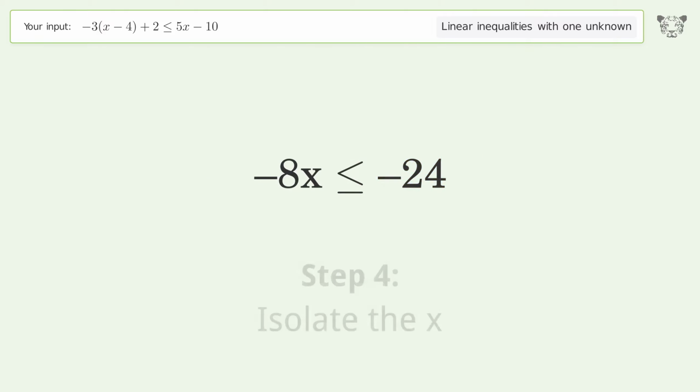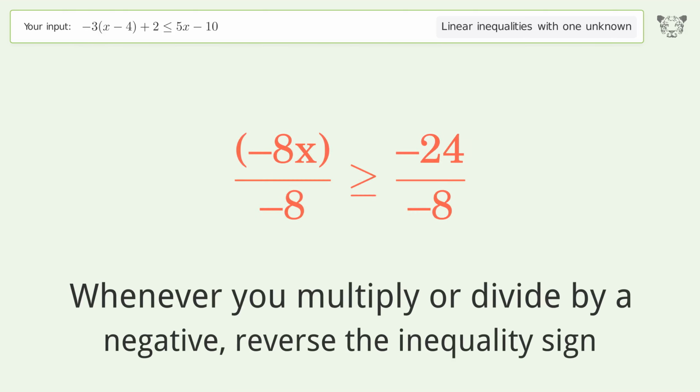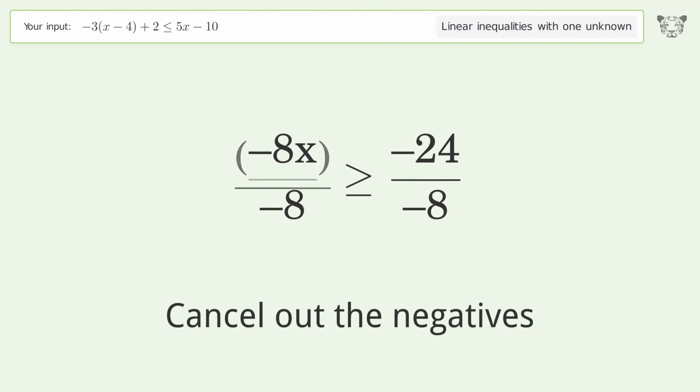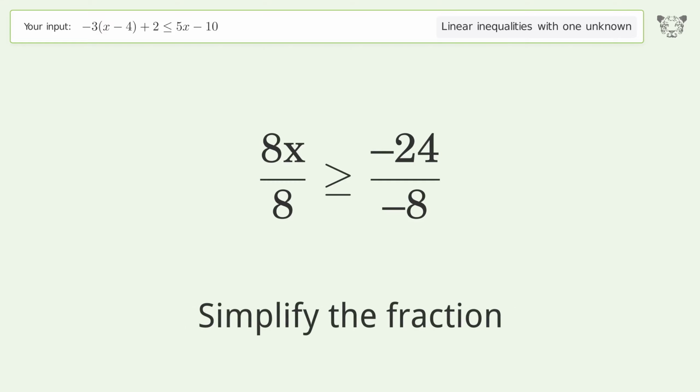Isolate the x. Divide both sides by -8. Whenever you multiply or divide by a negative, reverse the inequality sign. Cancel out the negatives. Simplify the fraction.